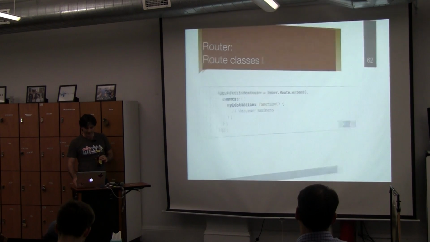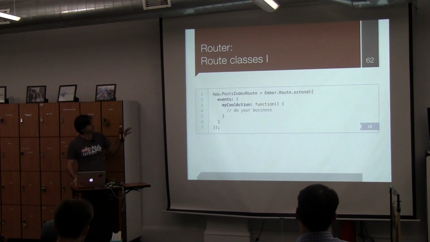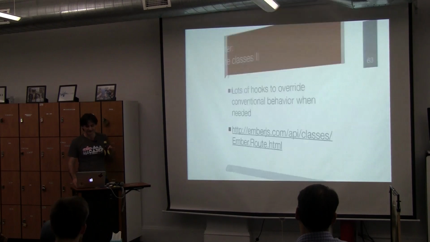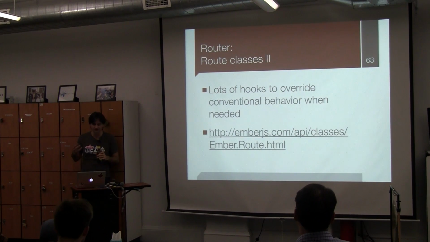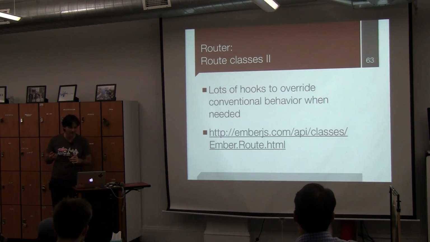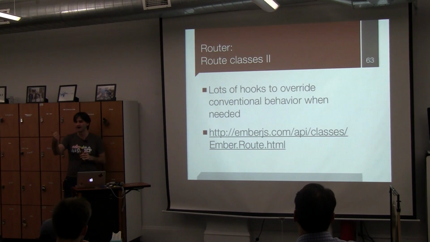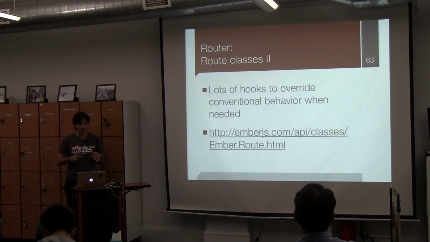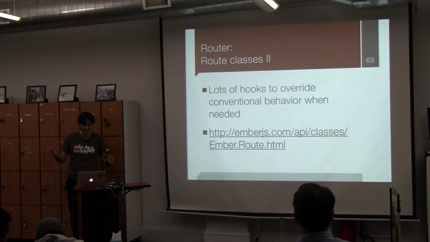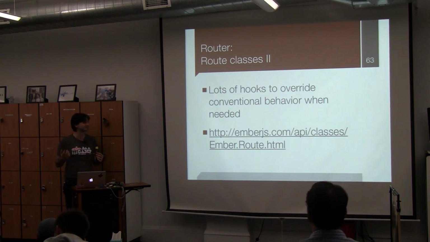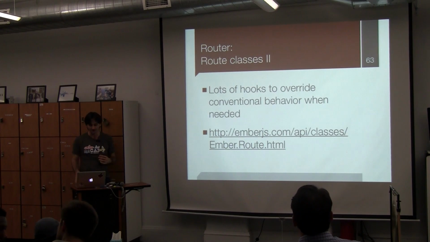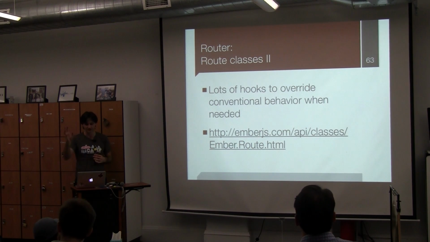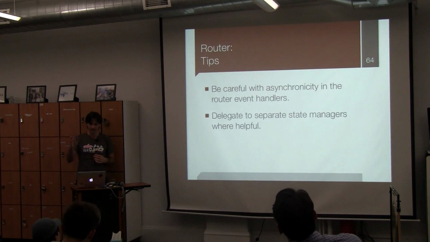Any of those things that I change in the model or controller layer would flow down to be rendered. In addition to specifying events on routes, there are a bunch of hooks to override the conventional behavior when needed. This was the example of the model method, setupController, and renderTemplate. These all have a basic implementation that's right 90% of the time, and that you may want to override in some cases. So this is another great part of the source code to read if you're looking to understand important parts of Ember.